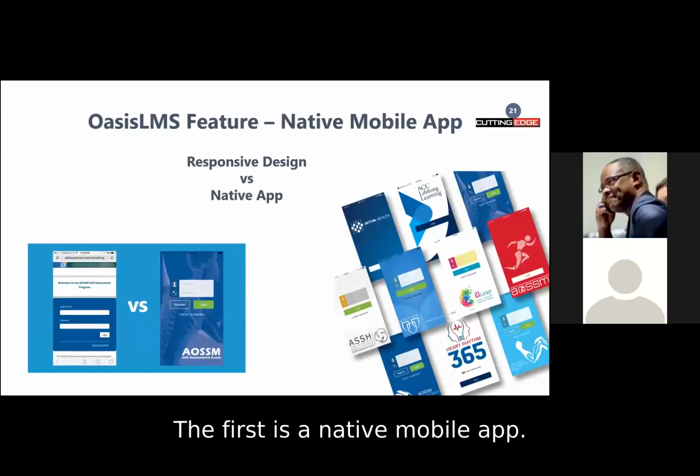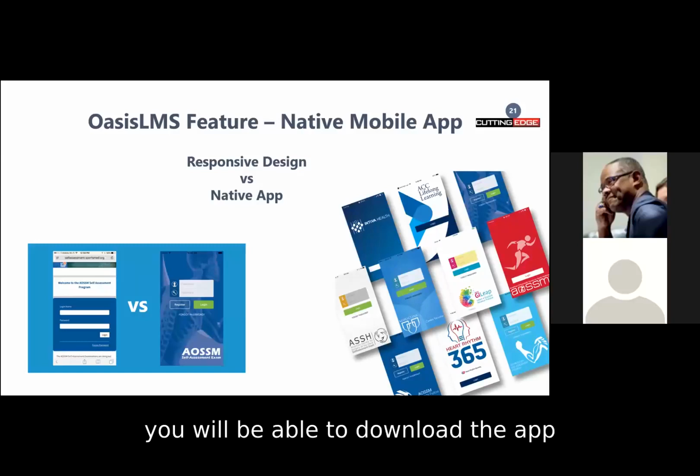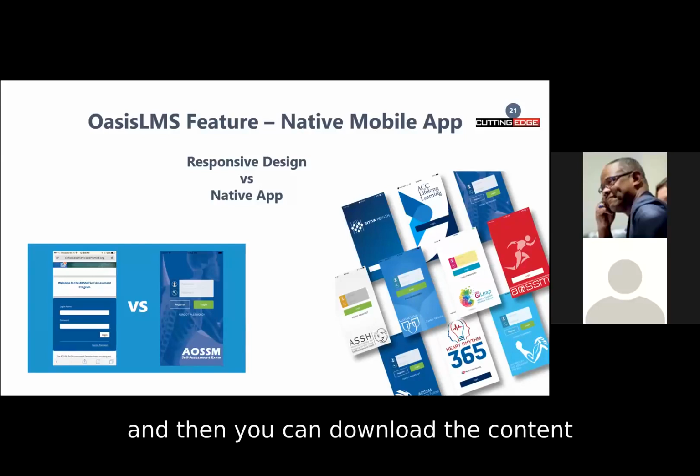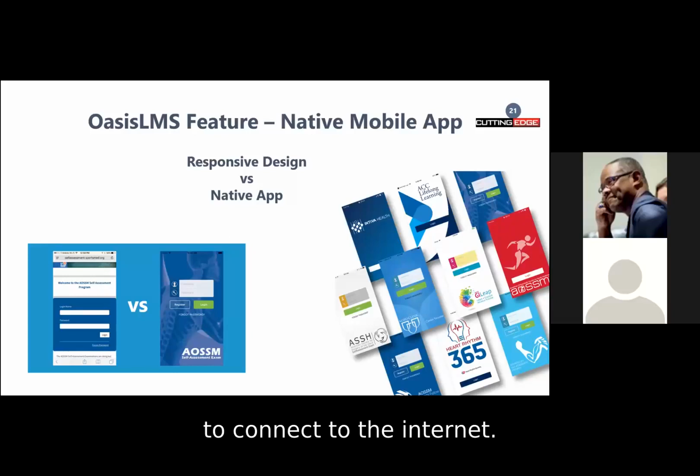The first is a native mobile app. So we do have a native mobile app, and I want to mention here, our system is responsively designed. That means it is fully adjustable to the user's device form factor, but that still requires an internet connection. With a native mobile app, you will be able to download the app to your own iPhone, for example, and then you can download the content, and then you will be able to consume the content offline without actually having to connect to the internet.